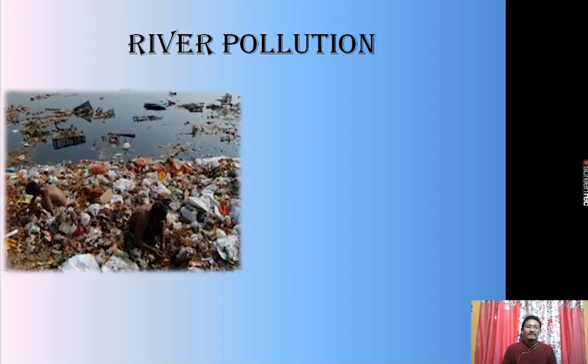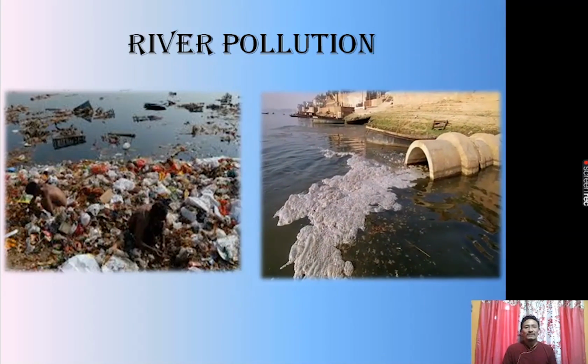Here I have some pictures that explain how intensely the rivers in India are polluted by human activities. In this one, on the left side, you can see most of the pollutant items are garbage and plastics, and on the right side you can see the industrial waste that is discharged into the rivers, leading to water contamination, and ultimately it affects the aquatic ecosystem also.